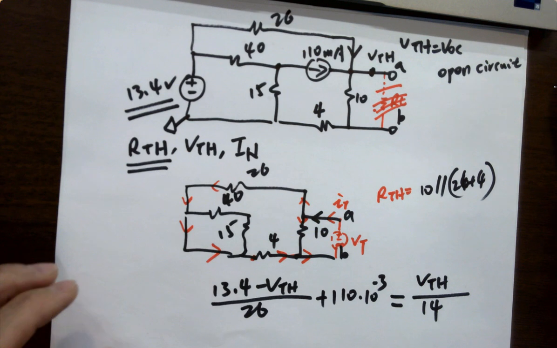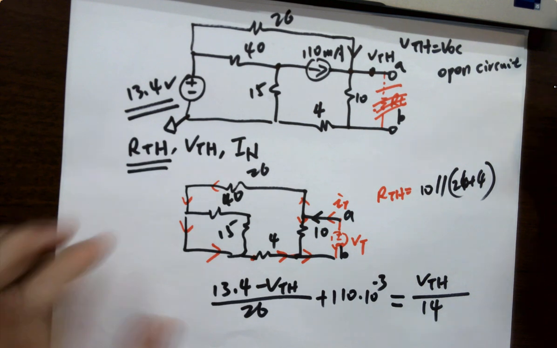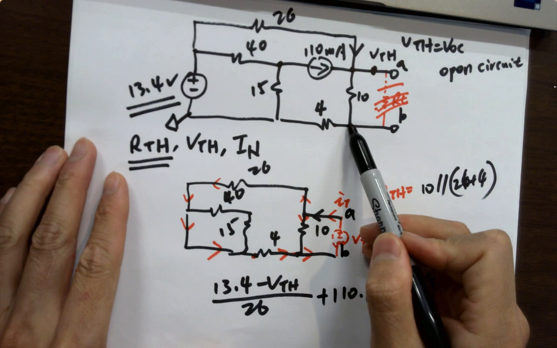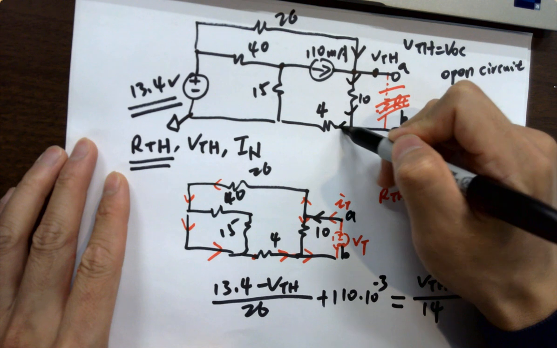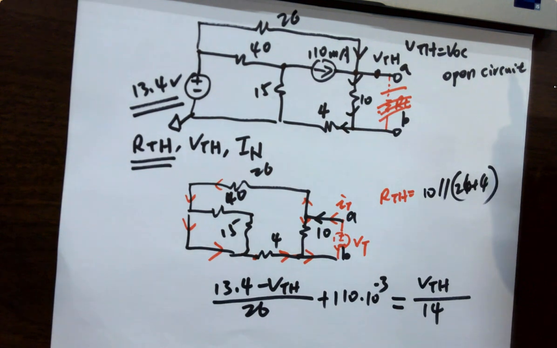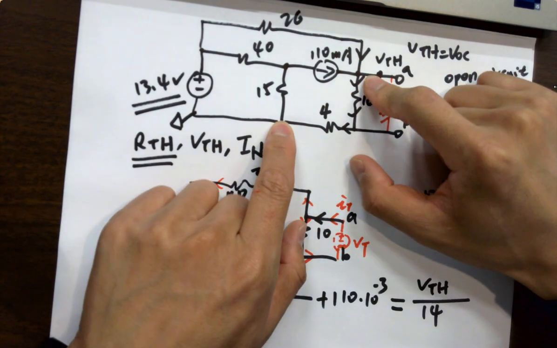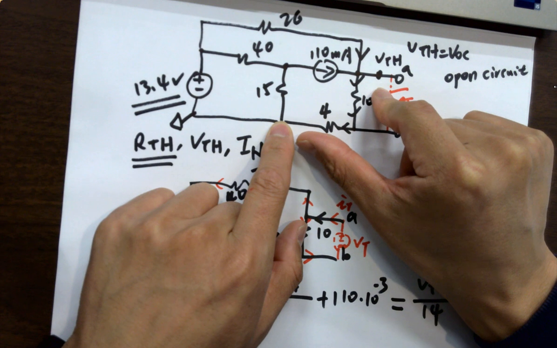Wouldn't there be a different voltage after the 4 ohm resistor? It's just one current, so it's okay. There's no current flowing there. It's just one current. So 10 and 4 are in series, and that's the voltage drop across the 14. Yeah, that makes sense.